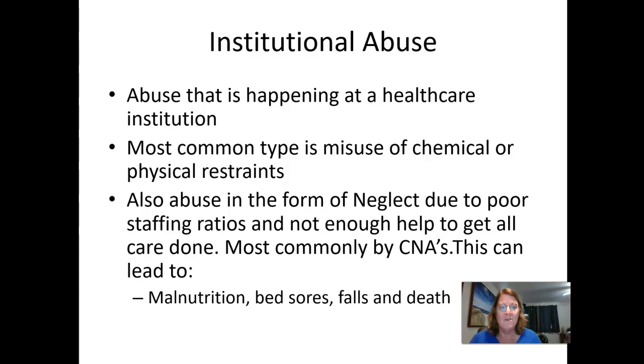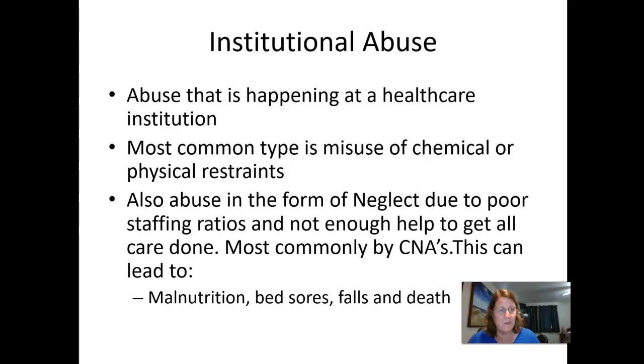Bed sores. How do you get everybody turned as well as they should be and cleaned all the time like they should be? And can you come by and check on them as much as they should be checked if you're so busy? So they were finding that bed sores, malnutrition, falls, and death were happening in the nursing home. And they really felt it wasn't because the CNAs weren't trying to do a good job. It was just there wasn't enough of them to go around.